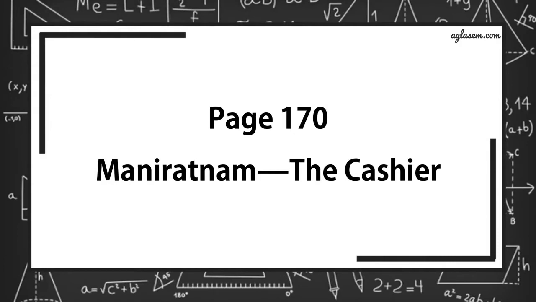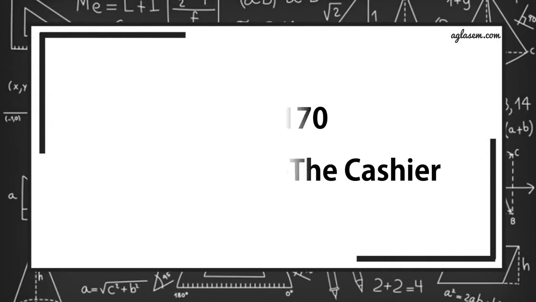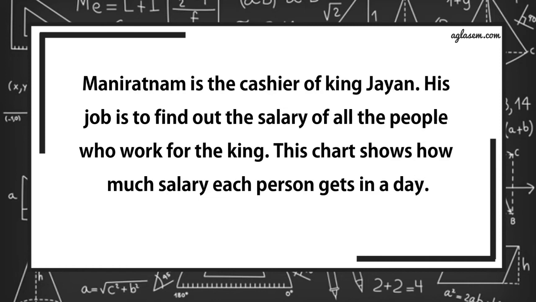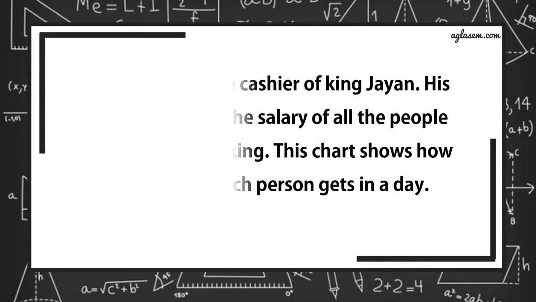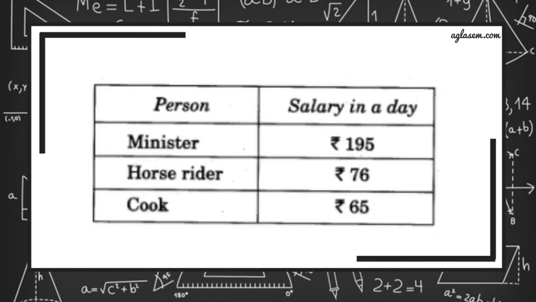Mani Ratnam, the cashier. Mani Ratnam is the cashier of King Jan. His job is to find out the salary of all the people who work for the king. This chart shows how much salary each person gets. So the chart is divided into two parts, that is person and the salary in a day. Minister has a salary rupees 195, whereas horse rider has a salary rupees 76 and the cook salary is rupees 65.